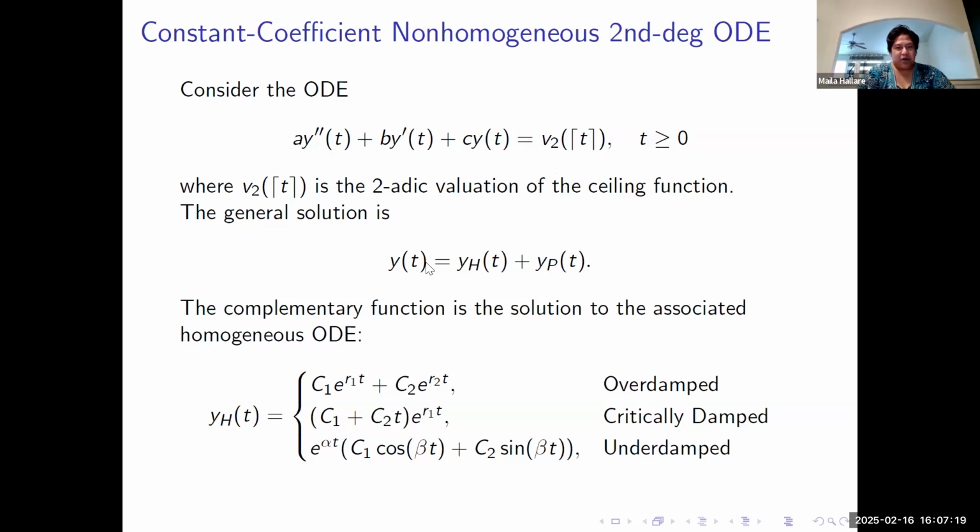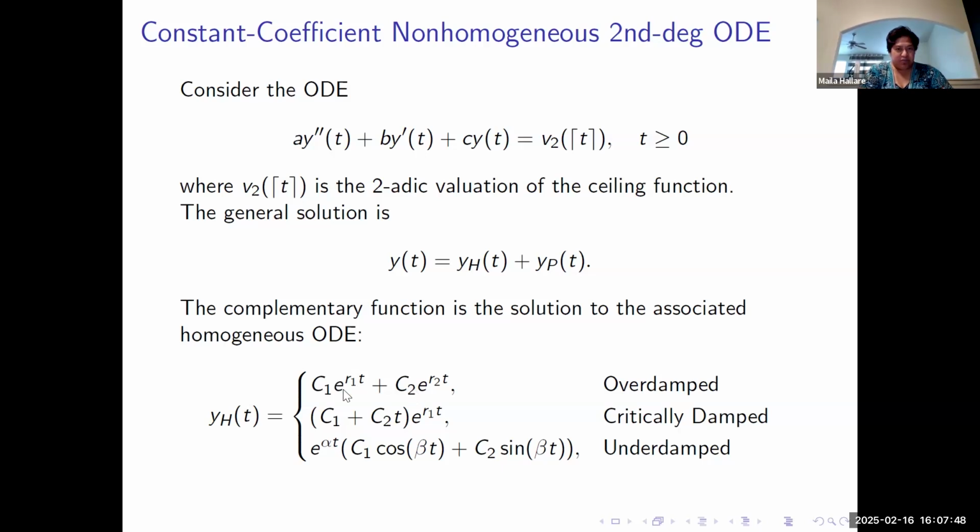And as we know from our ODE classes, because we have something non-homogeneous or inhomogeneous, the general solution can be expressed as the sum of the complementary function and the particular solution. So for the complementary function, which I label here as YH, we know that there are 3 cases to consider depending on the characteristic equation of our ODE.